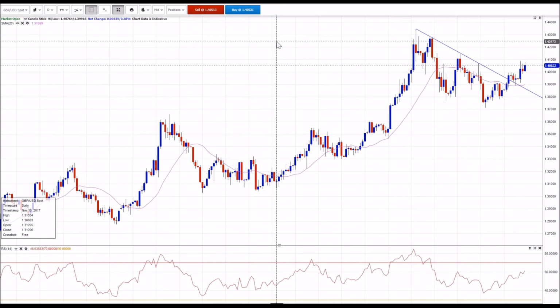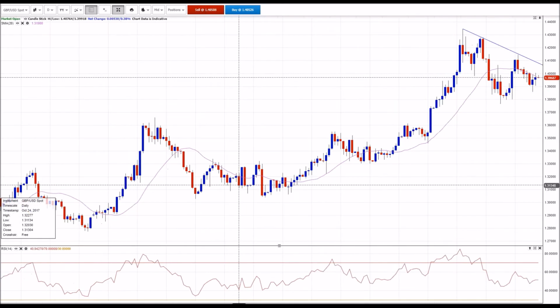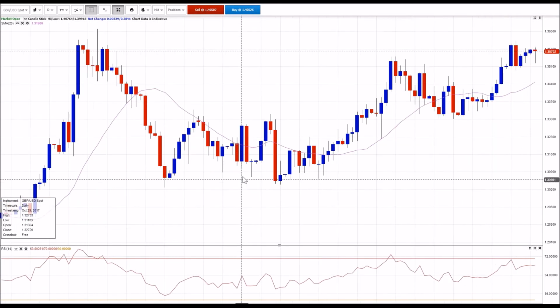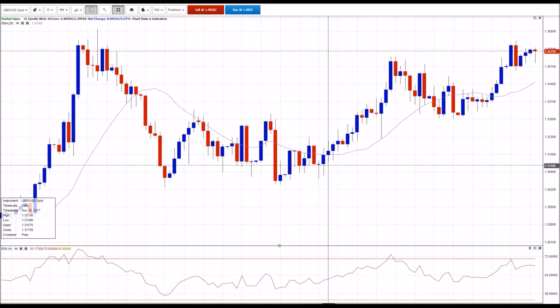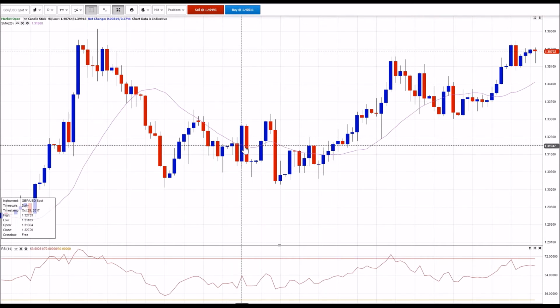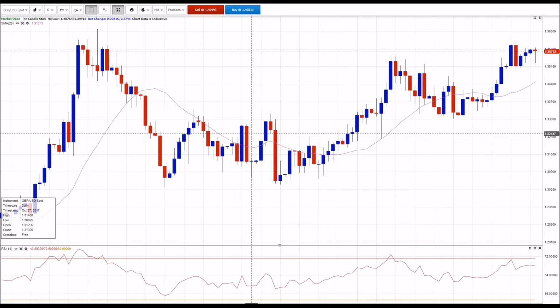Where it falls flat on its face is periods like this here. Let's just zoom in. So this period from October through to November, so for about a month, where the price in this example, pound US dollar, wasn't really going anywhere. And the problem is, if the price isn't really going anywhere, the price and the moving average are very close together because the values aren't really changing much. Okay, so they're all pretty close.